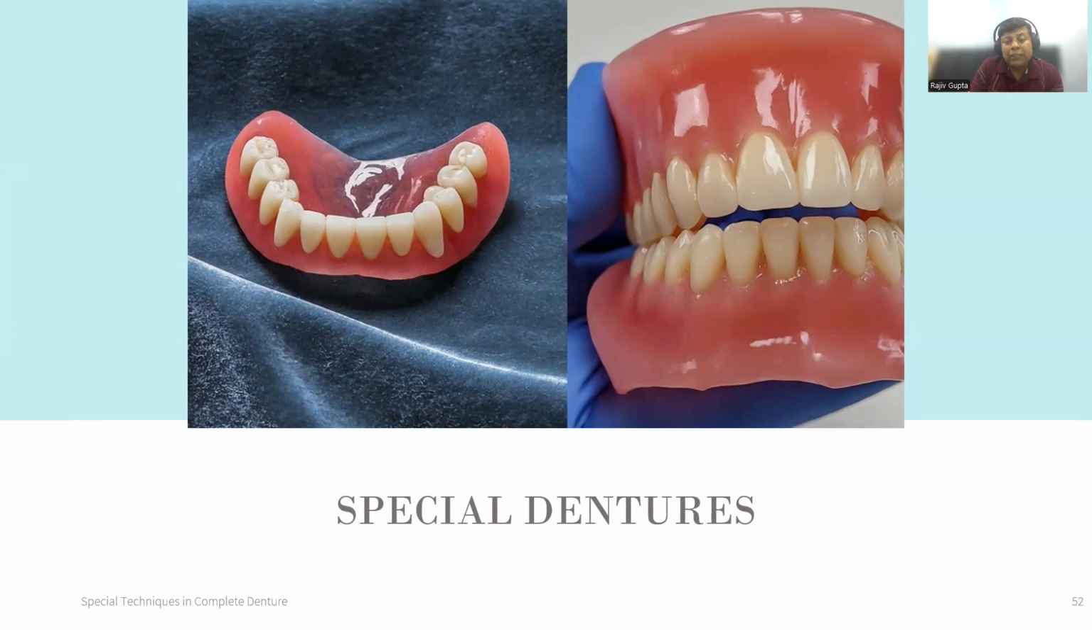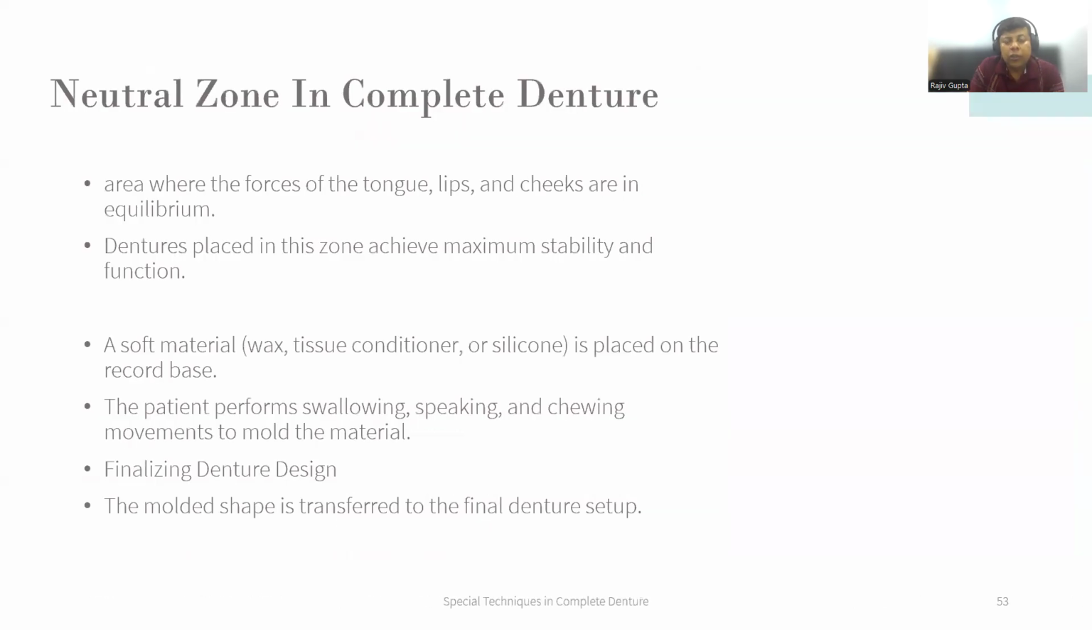So now coming to special situations or special dentures, the different kinds of dentures as compared to the conventional dentures that we can have. One concept is the neutral zone in the complete denture. Basically, the neutral zone is the area where the forces of the tongue, lips and cheeks are equilibrated. It means the forces from the tongue are counteracted by the forces from the lips and the cheek from the other side. So it is said that if we adjust our teeth arrangement within that neutral area, where the forces are neutralized, we get the maximum stability during function.